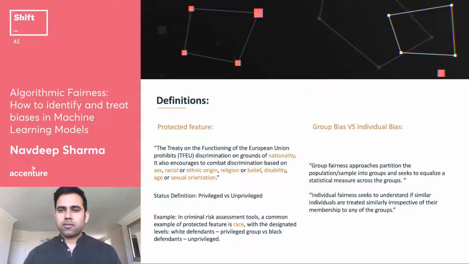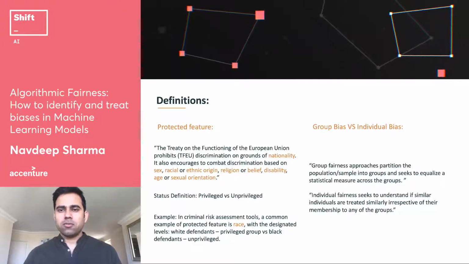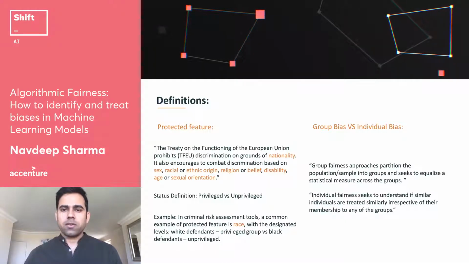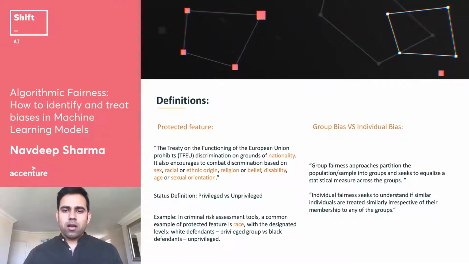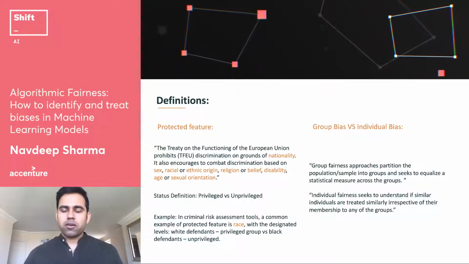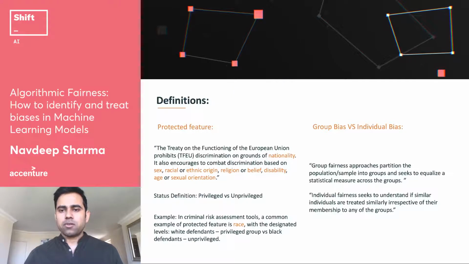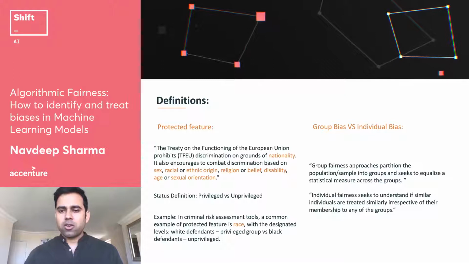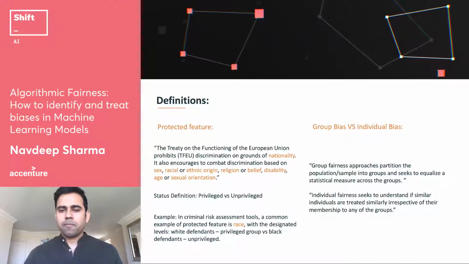So now let's get familiar with the terminologies used in the algorithmic fairness field, and we're kicking off with the definition of group fairness. Group fairness has a key terminology, protected feature. A protected feature is the attribute of personal data which can directly contribute to discrimination, such as race, gender, and nationality. EU laws prohibit discrimination on the ground of nationality, gender, and other protected attributes as well.